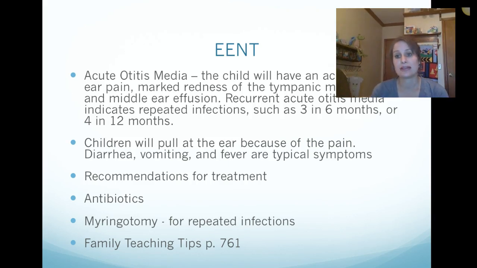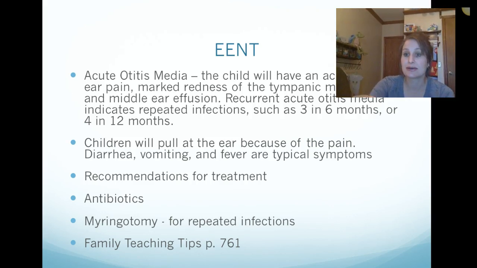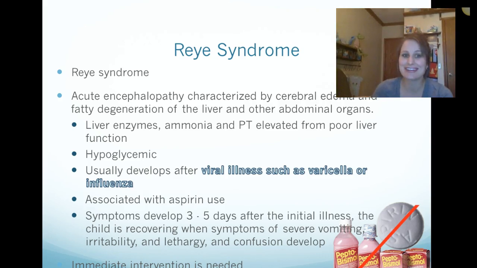Recommendations for treatment: if it hasn't ruptured or anything, we will put them on antibiotics, and like we said, if there's recurrent infections, then usually we have to go ahead and do surgery. Family teaching tips, you'll find that on page 761. Be sure to look that up. That's always good material for testing. So know what you're supposed to do with bottles and babies. Never prop a bottle, right?